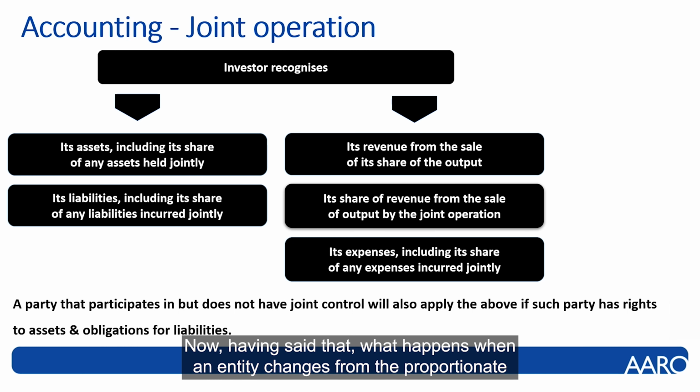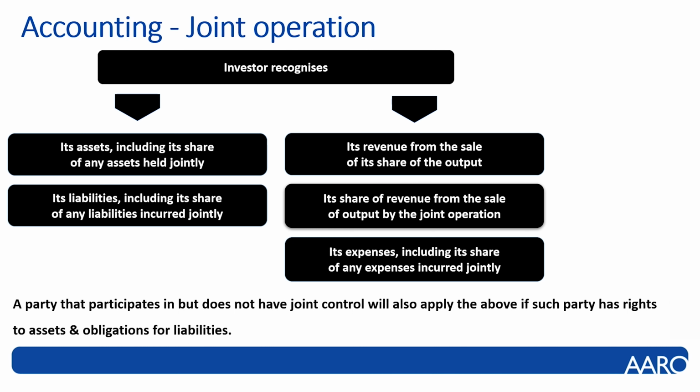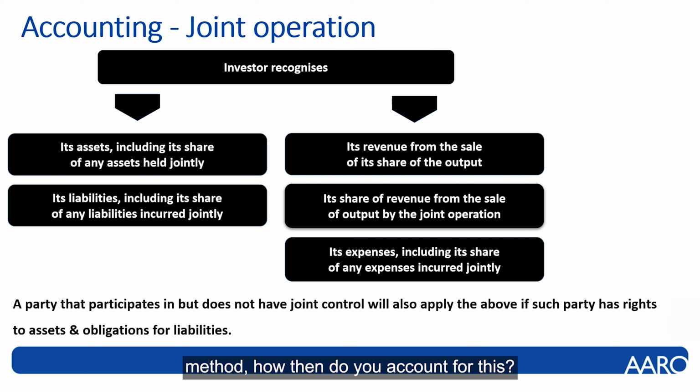Now, having said that, what happens when an entity changes from the proportionate consolidation that I've explained here for accounting for joint operation to the equity method? If at one point you reassess and you find out that now you need to apply the equity method, how then do you account for this?